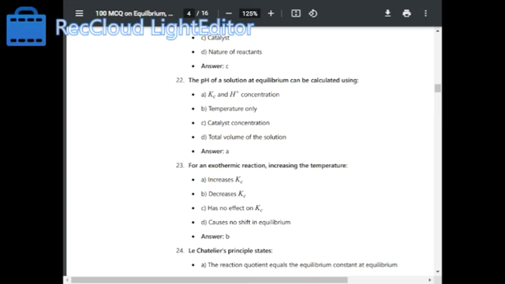Question number 23. For an exothermic reaction, increasing the temperature, option A increases Kc, option B decreases Kc, option C has no effect on Kc, D causes no shift in equilibrium. The correct answer is B, decreases Kc. For an exothermic reaction, increasing the temperature will decrease Kc.